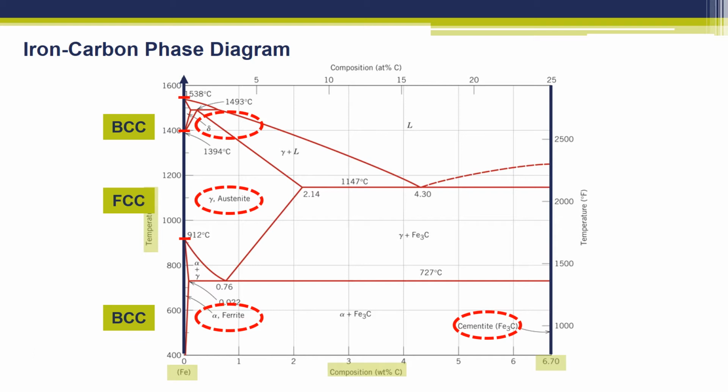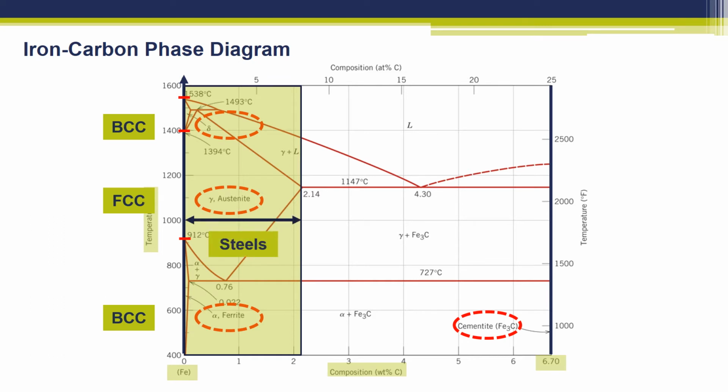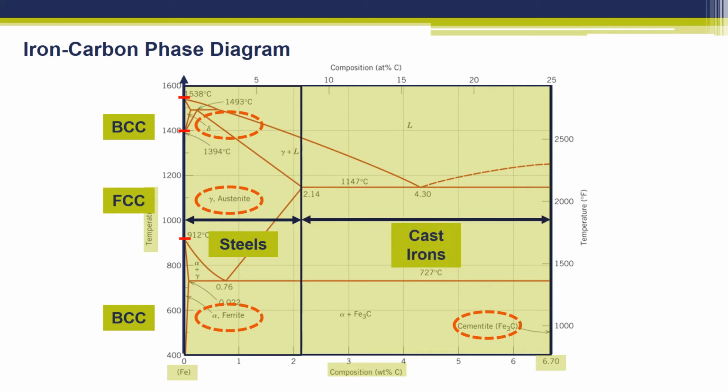The reason the phase diagram extends only to 6.7 weight% is because, in practice, all steels and cast irons have carbon content less than 6.7 weight%, with steels containing less than 2.14 weight% of carbon, while cast iron contains between 2.14 to 6.7 weight% of carbon.